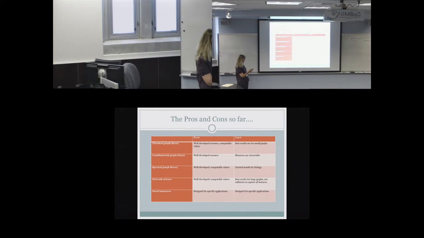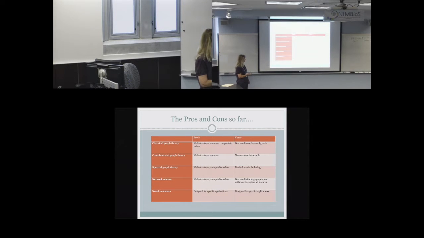So what we have so far, we've got chemical graph theory. Its pros, it's well developed, it's computable. Its cons, well, those values tell us mainly things about a small graph or a small molecule. So computational chemistry and drug design is a big thing, because you're designing a small molecule. In combinatorial graph theory, it's well developed, but these measures are intractable. Spectral graph theory, also well developed, and useful, but still somewhat limited for all of biology. Protein structure in particular is what we're trying to focus on.